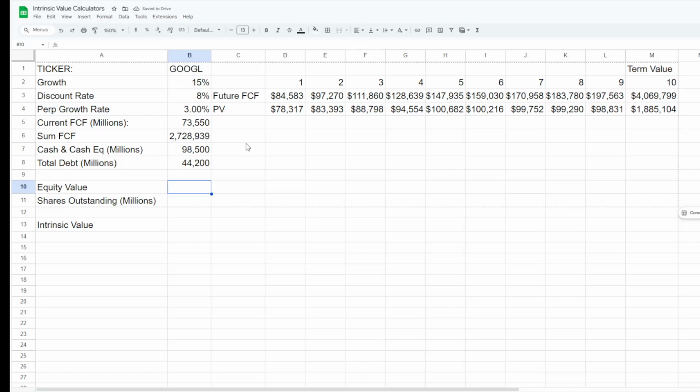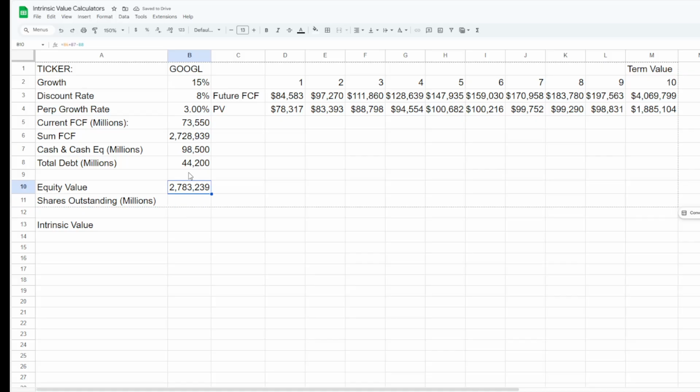So now we can get down to business and find out what is the equity value for Google. So I'm going to say equals. How do we compute that? What we're going to do is take the total free cash flow, the sum of all those cash flows. We're going to add the cash and cash equivalents, and we're going to subtract out the total debt. Okay, so add the sum of all the cash flows, add the cash and cash equivalents, and subtract the total debt. All these in millions of dollars, and we get an equity value of $2.78 trillion.